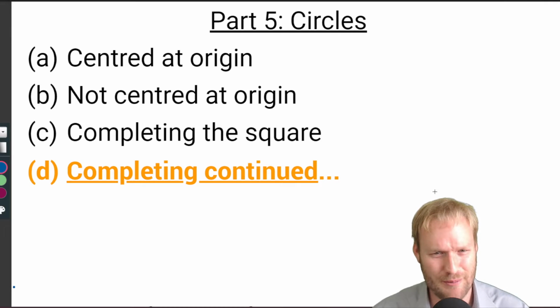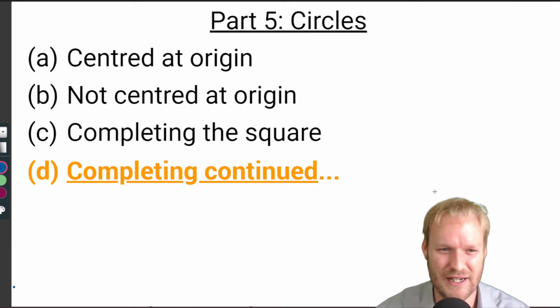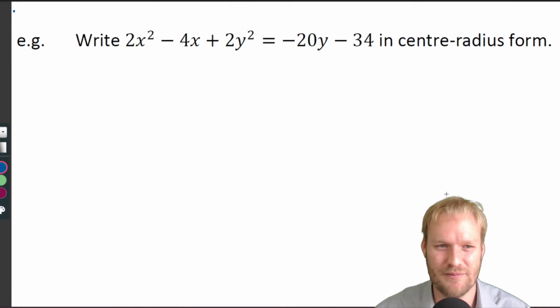Okay, welcome back. We're in part 5, circles in analytical geometry, and we've been completing the square, just working on some algebra. Let's bring that algebra back to our pictures and our circles, and see why we're completing the square. How does that relate to circles and the center and the radius? Okay, so let's jump into some examples. Write 2x squared minus 4x plus 2y squared equals all of those things in center radius form.